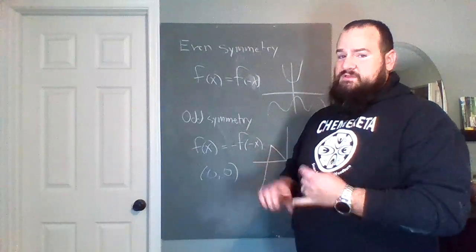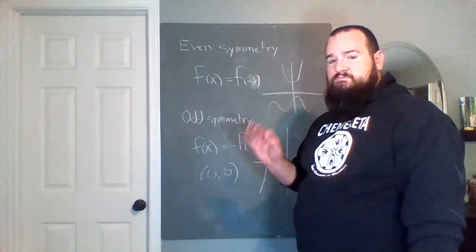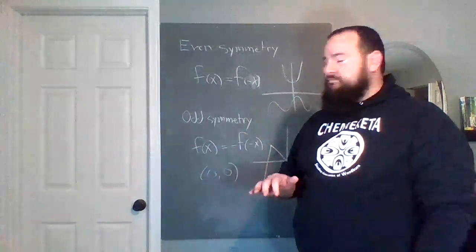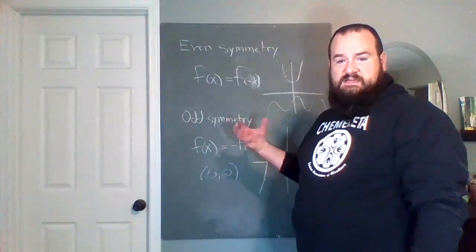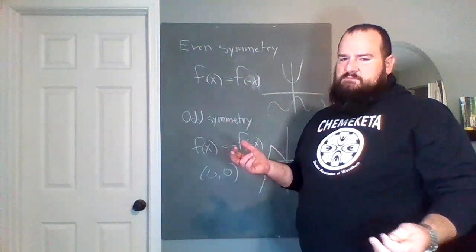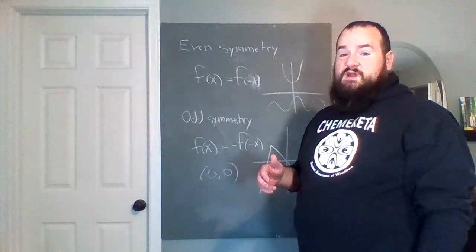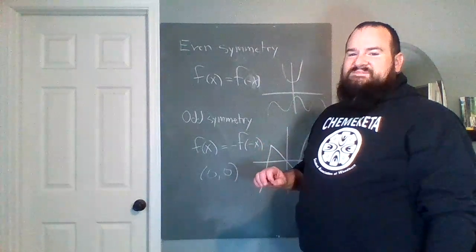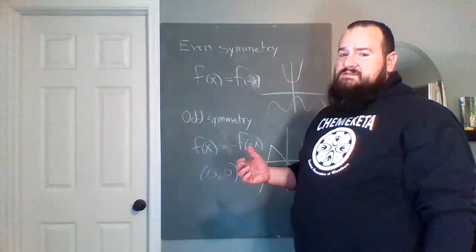If you're going on to calculus, even symmetry and odd symmetry are going to be huge, big, important ideas, especially in calculus 2. So if that's kind of where you're going, try to take an extra second and learn this. You're going to retouch on it when you get to calculus probably anyway, because they're going to assume you forgot it, which you probably will. So that's it for odd and even symmetry, guys.